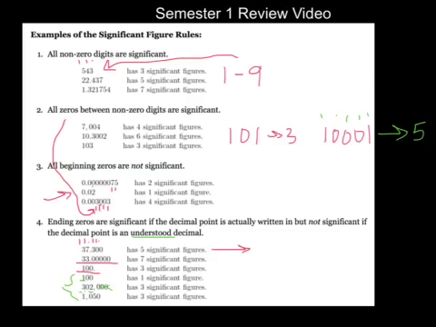All right, last but not least, we have 1, the bracketed 0 is 2, 5 is 3, and this little 0 here, don't worry about him. Only 3 significant figures.